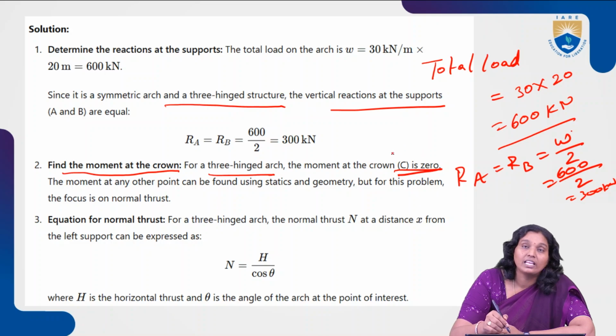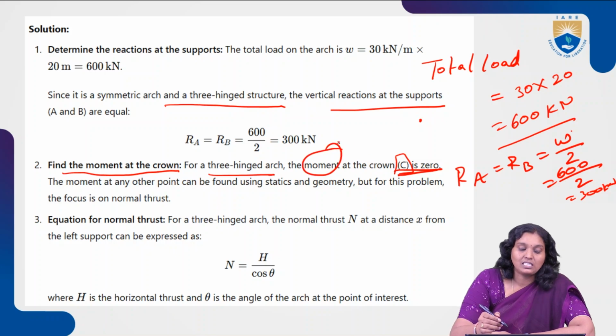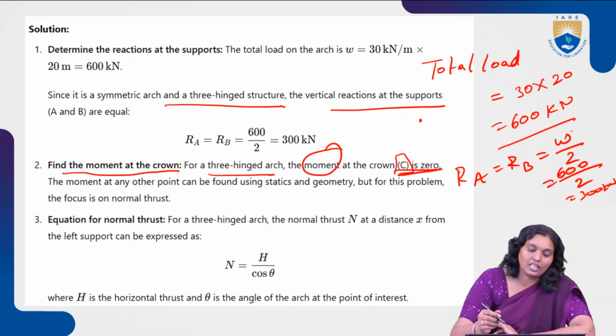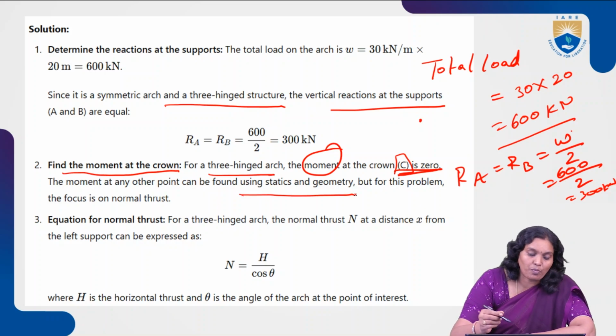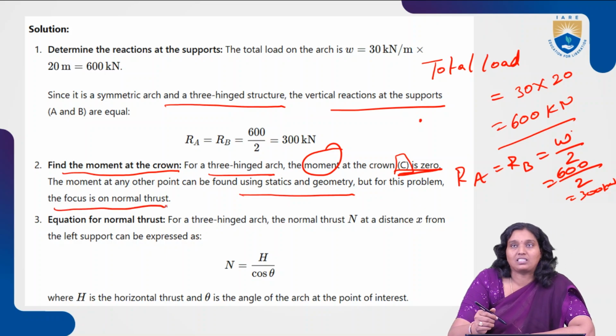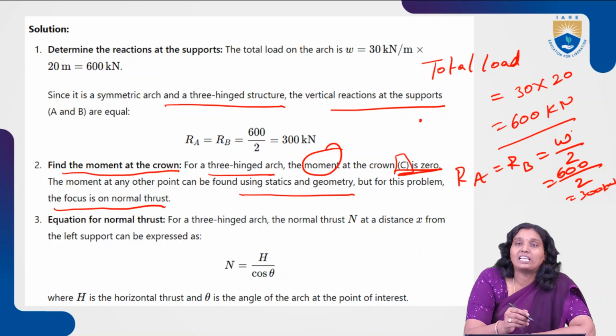But coming to the 3-hinged arch, the hinge is there at point C. That's why the moment is 0. The moment at any other point can be found using statics and geometry. But for this problem, the focus is on normal thrust. Generally 3-hinged arches are statically determinate structures. But here we require the normal thrust.